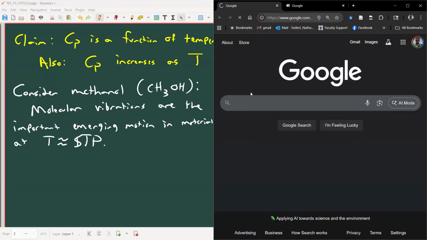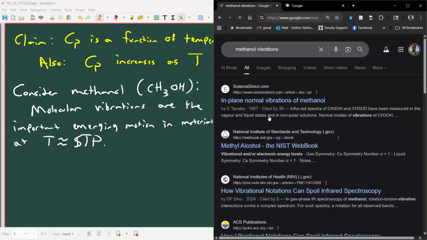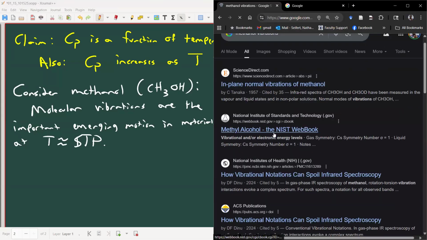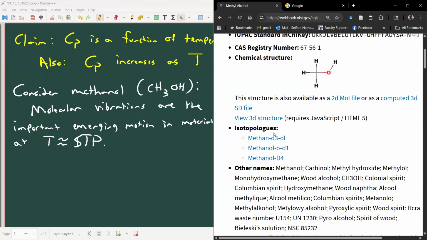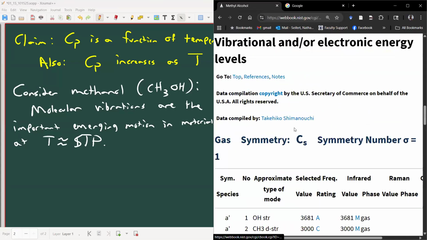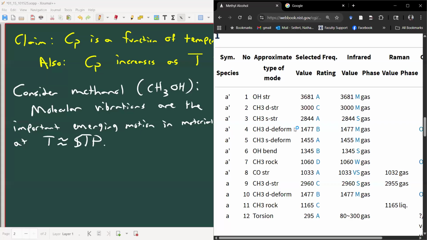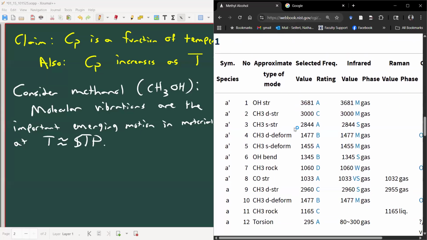So I'll just go look up the vibrations of methanol. Luckily, they're on NIST. Methanol has a number of different vibrations, and here are the energies of them. They're in wave numbers. Wave numbers are a little funky unit you guys saw in problem set 2.